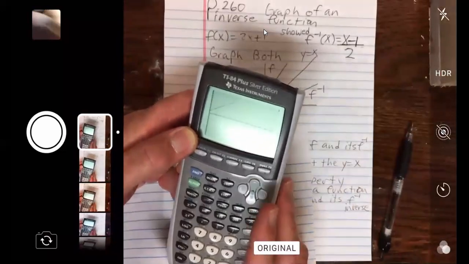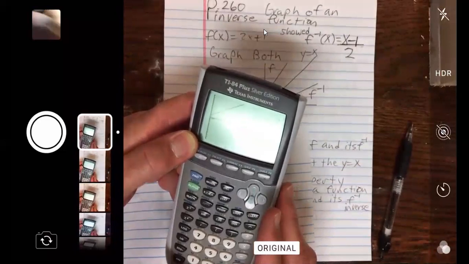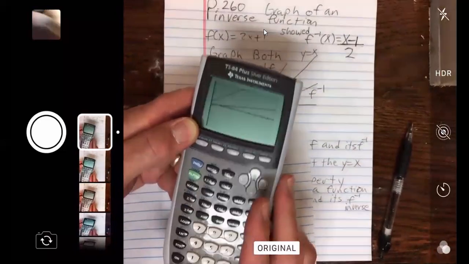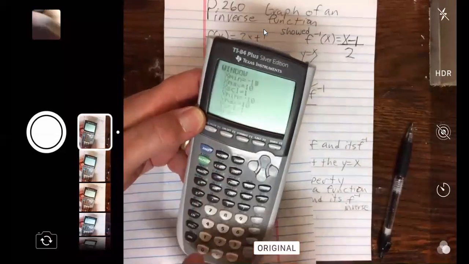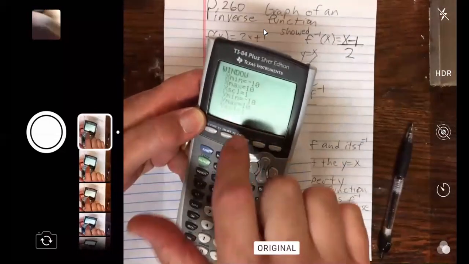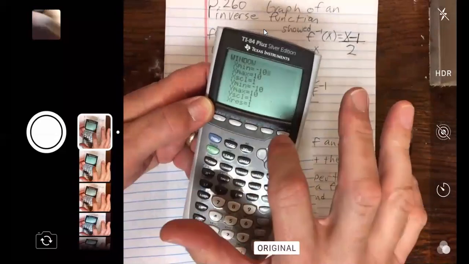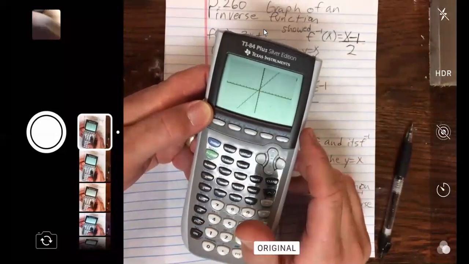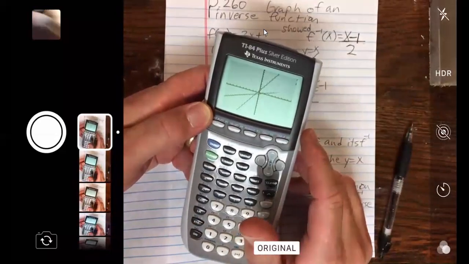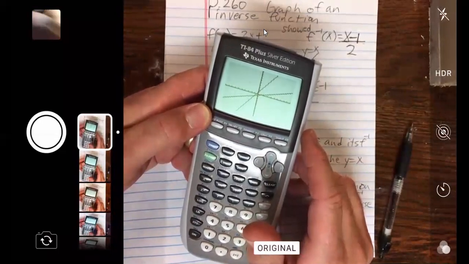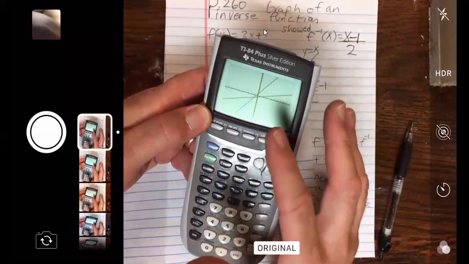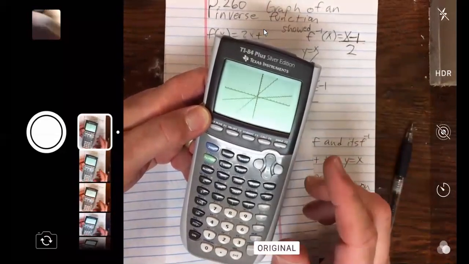When I hit graph, let me go back to my window. Negative 10, 10, 1, negative 10, 10, 1. You get something like this. This one is kind of two crossed lines. Well, it's hard to see from this exactly what property they want.